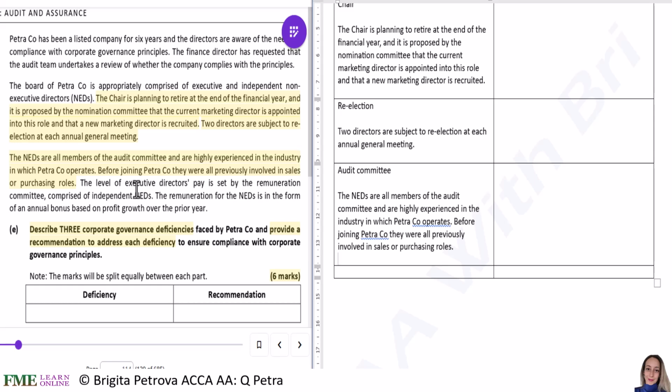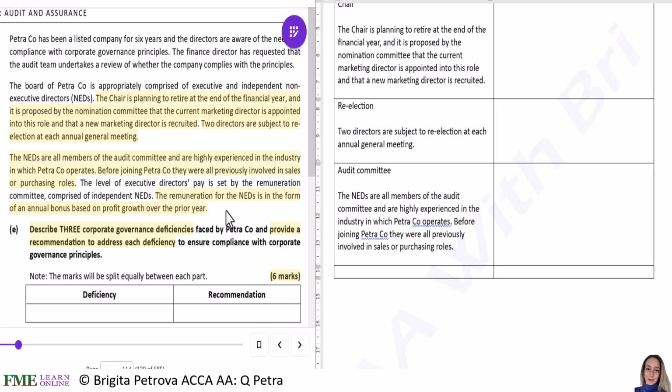Next, we are told the level of executive directors' pay is set by the remuneration committee, comprised of independent NEDs. Well, that's good, isn't it? We know that there should be a remuneration committee that is responsible for that. But then we are told that the remuneration for the NEDs is set in the form of an annual bonus based on profit growth over the prior year.